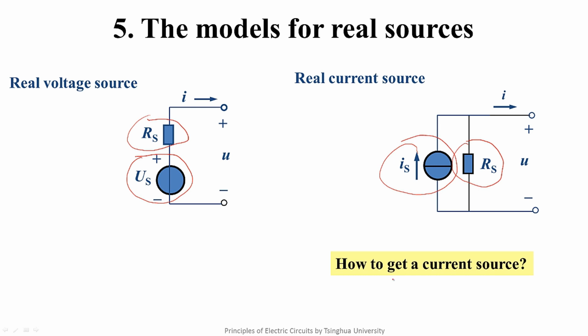I have a question now. For the voltage source, a battery is a very good and intuitive example. But how can we get a current source? How can we find or implement a current source in real life? We will give careful discussion about it in lecture 16. Okay, that's the end of this lecture.